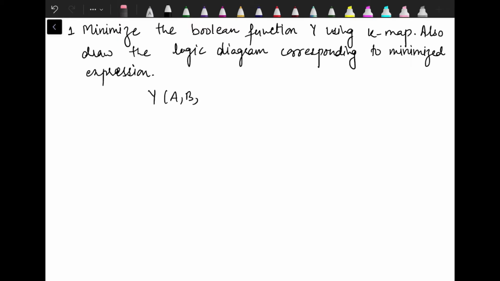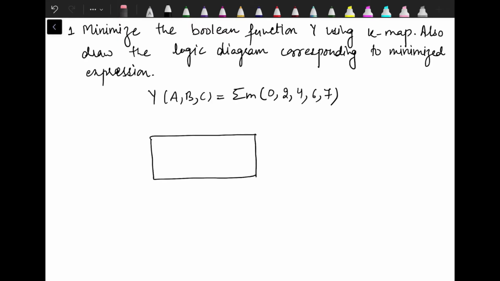Y(A, B, C) equal to summation m(0, 2, 4, 6 and 7). Now it's a 3 variable problem, so we need to use a 3 variable K-map in which we will have 2 rows and 4 columns.